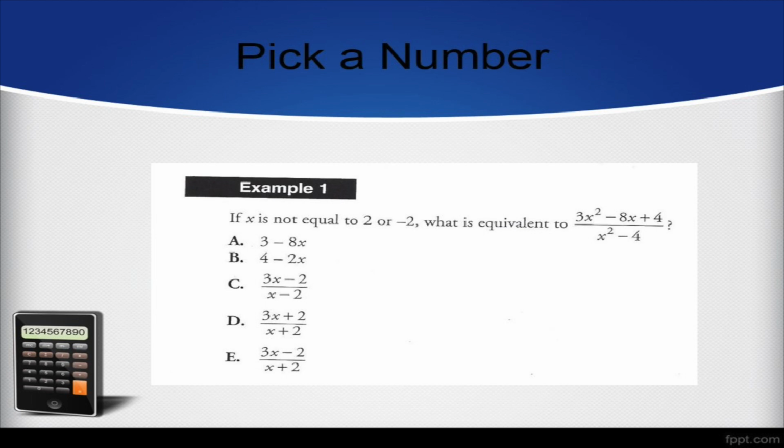So I pick a number, 0. Take 0, plug it into everything, and you're going to see that whole quantity equals negative 1. Then go to your answers, start plugging 0 into x's, and see which one equals negative 1. Within 10 seconds, you see that's E, right? 0 minus 2 over 0 plus 2 equals negative 1. So there's time.